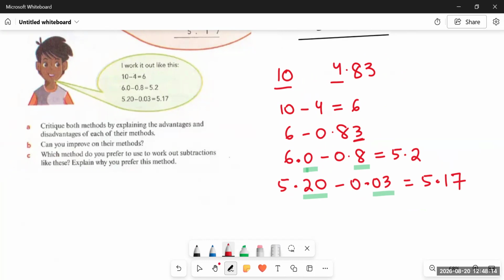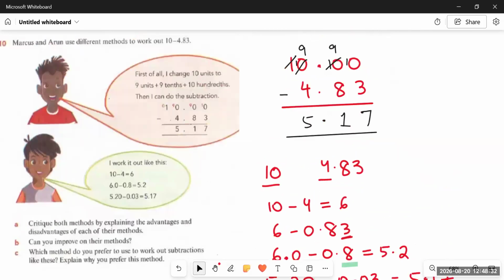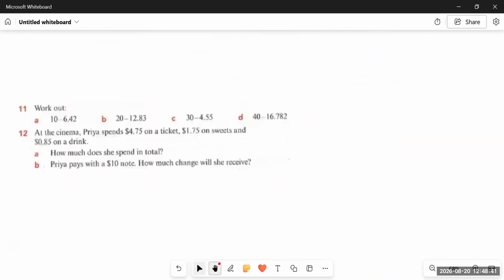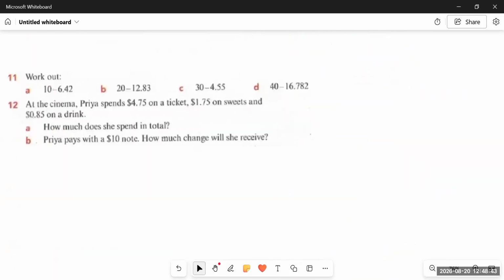So both of them have used correct methods. They are absolutely correct. But if we talk about Arun's method, that's a bit lengthy. It includes so many steps. And what if we have a number having 3 to 4 decimal places getting subtracted from a whole number? That would take a long time. Instead, if we use Marcus's method, that's easy. That's what we are used to, right? And that's easy for every type of question. Okay, so we will prefer Marcus's method.